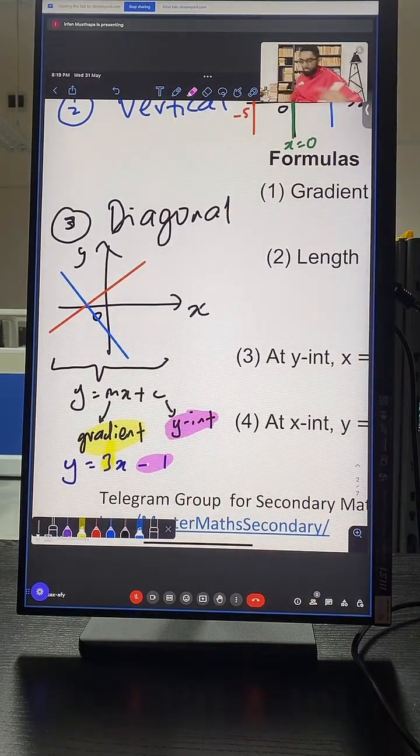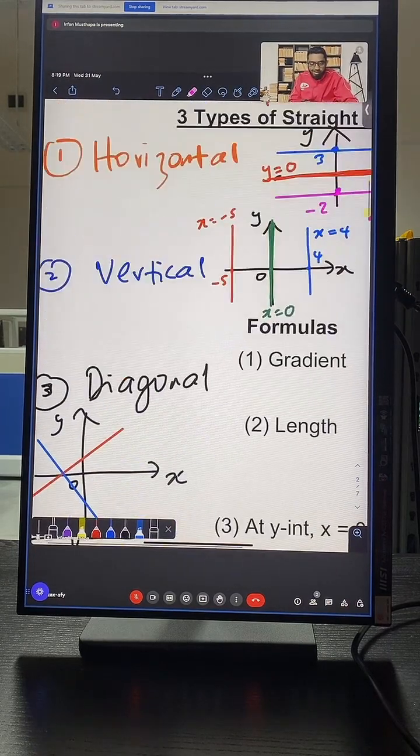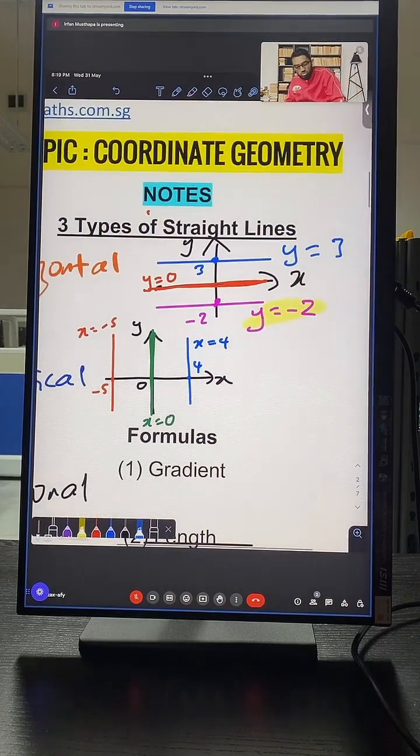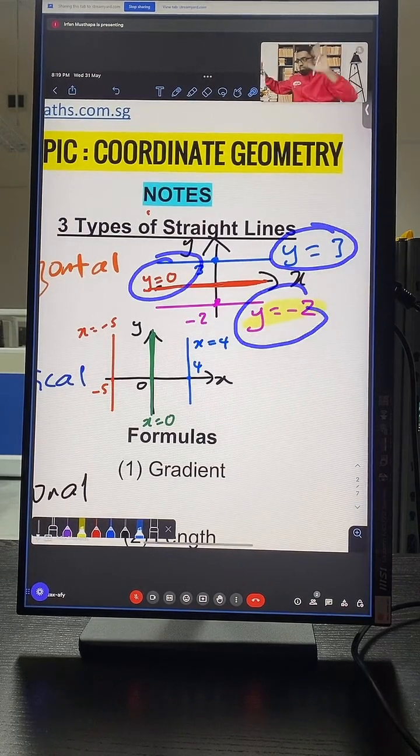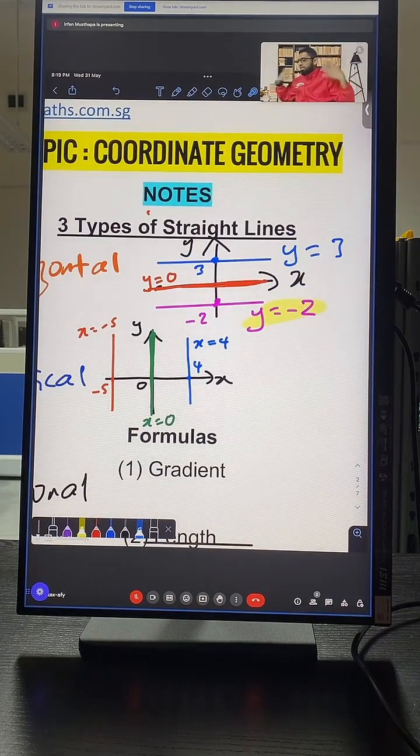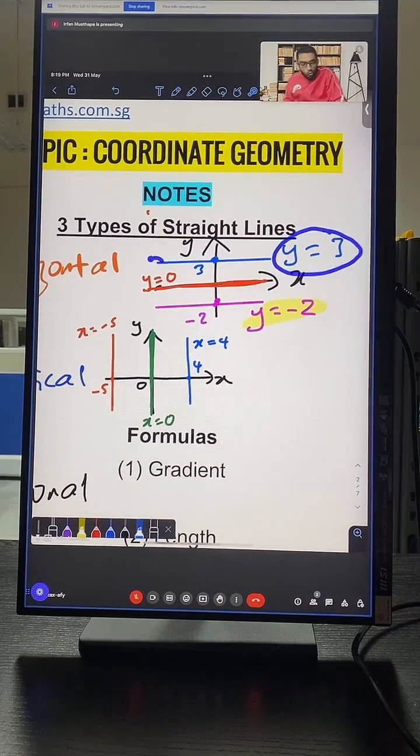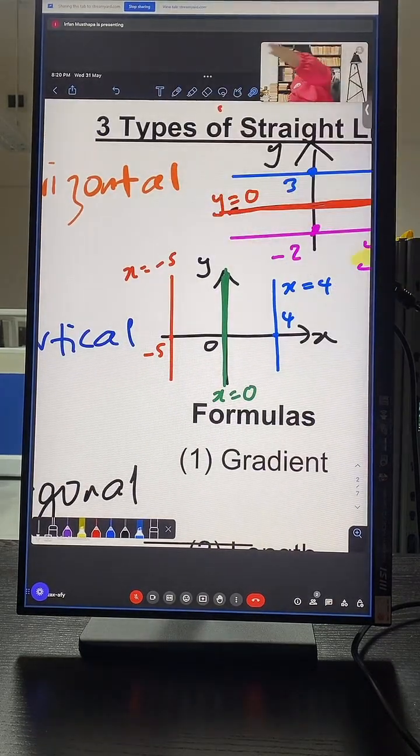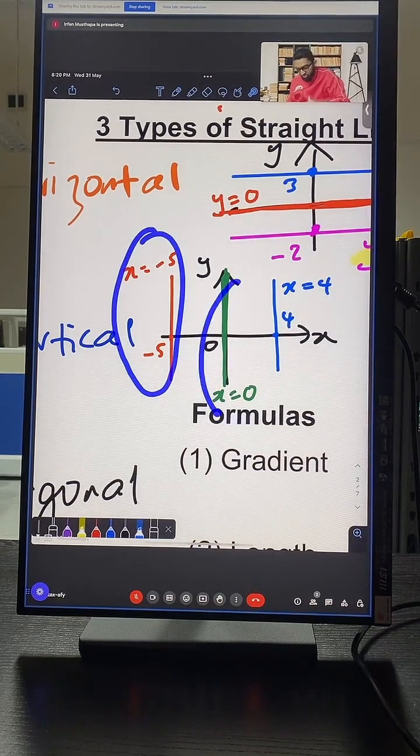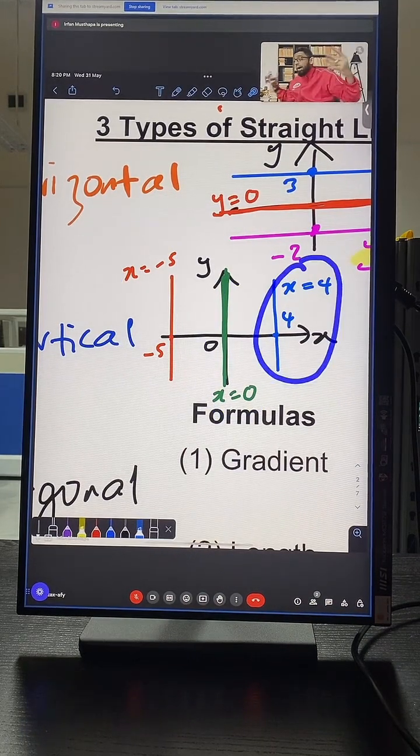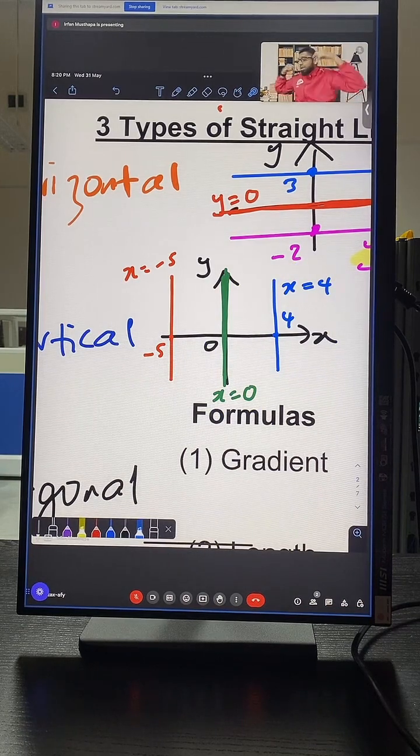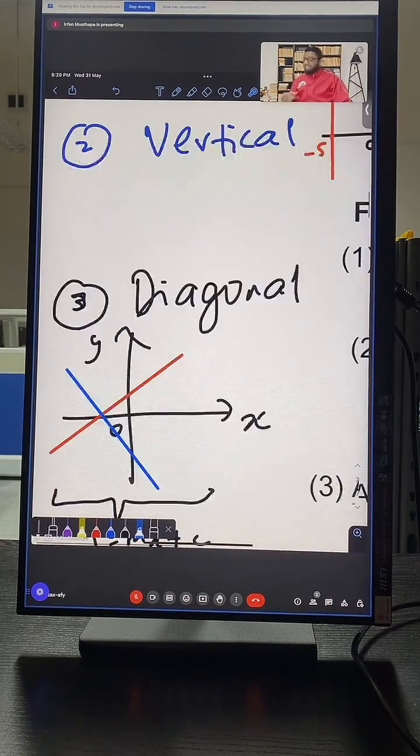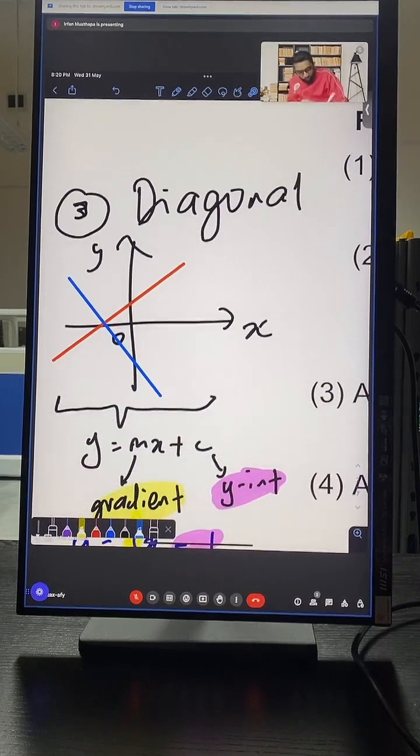As you can see, a horizontal line equation is always y equals something. There's no x involved here. There's no x. It's only y equals something. When you go to a vertical line, it's only x equals something. There's no y involved in the equation. Have a look at this, guys. There is literally no y involved here. It's only x equals something. And when you go to a diagonal line, that's when both y and x will be involved in your equation.